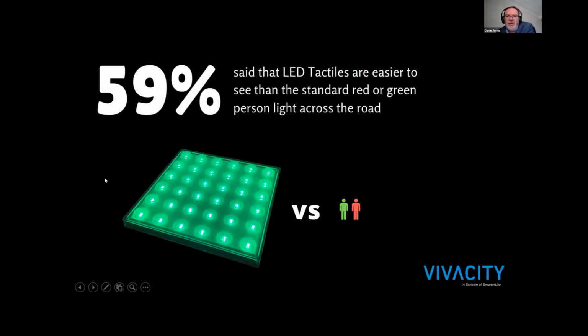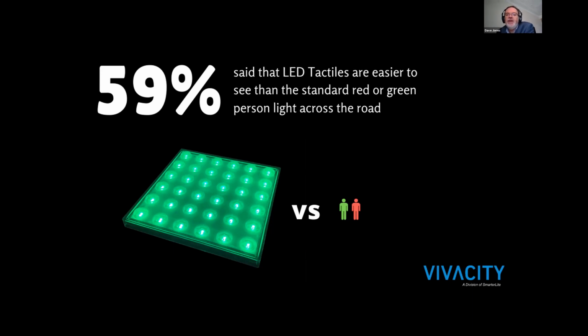59% said that the LED tactiles are easier to see than the standard red or green person light across the road. And this is a really important finding for us. If someone had to come up with designing the way of controlling traffic and pedestrians at an intersection now, with what we know about human factors and involving people in design, you wouldn't put a small red or green person light on the far side of the road as a visual warning to pedestrians that it's not safe. It's just not a human-centered way of designing or controlling the movement of people across a hazard like a road.